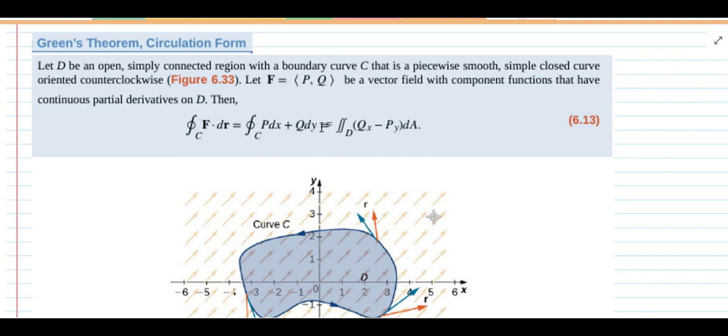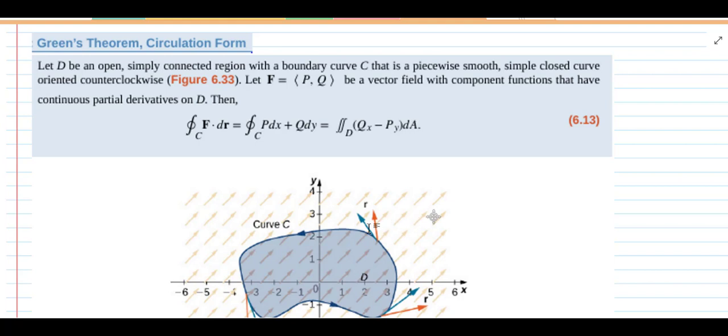Very simply, we can compute it by a double integral over the region D of the derivative of Q with respect to x minus the derivative of P with respect to y, times dA, which is equal to dx times dy.